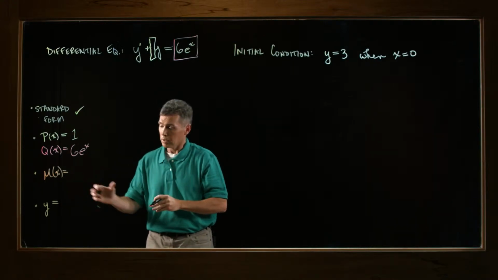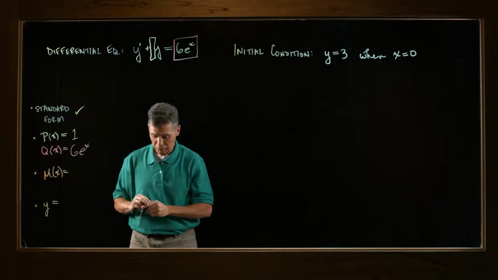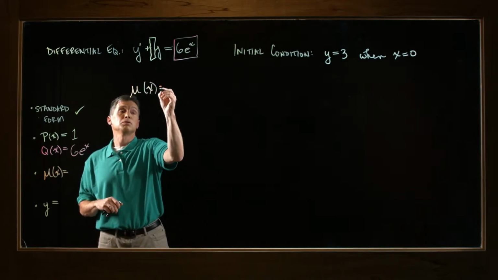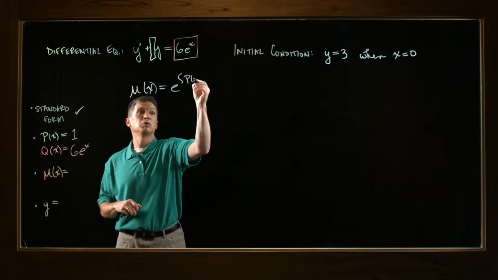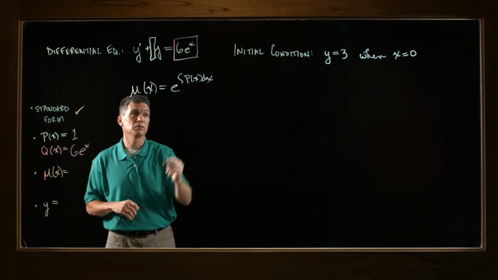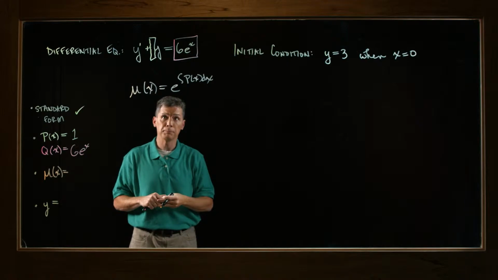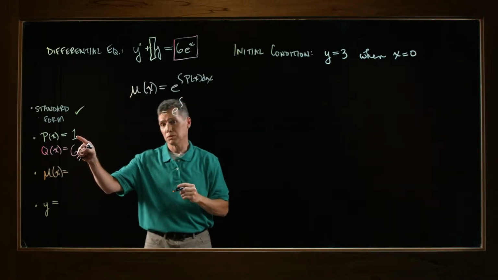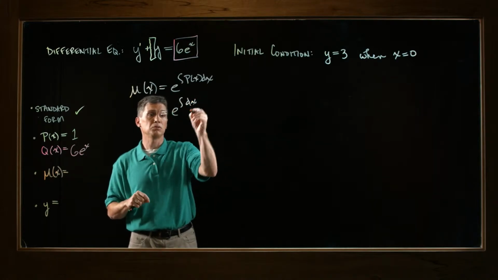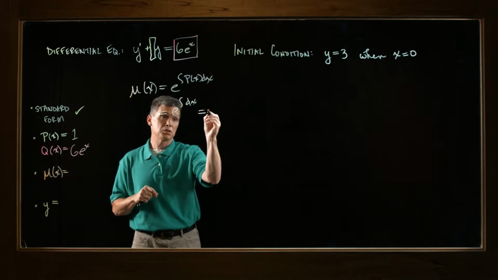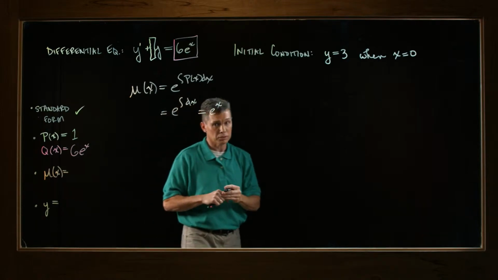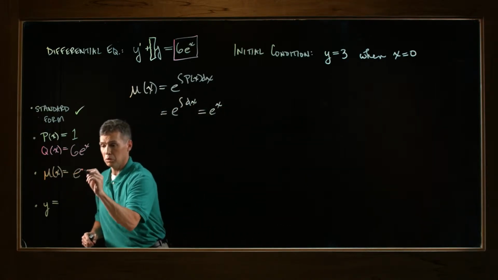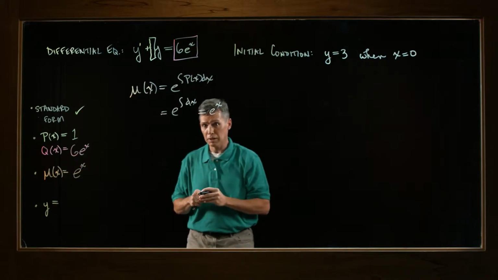I've done a few of these problems, so hopefully you're getting the hang of getting your p of x and q of x. Next thing I would want to do is find my mu of x. My mu of x by formula equals e raised to the integral of p of x dx. We've been using that formula for a bit too. In this case then, p of x is 1, so it's just the integral of 1 dx, which is just x, and mu of x is e to the x. I'm already to my third bullet here, mu of x equals just e to the x.